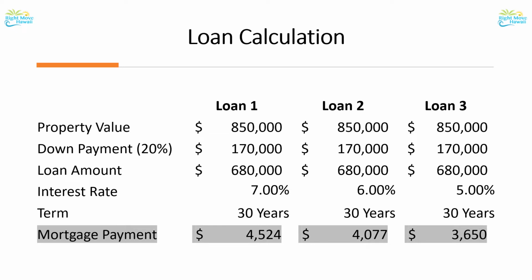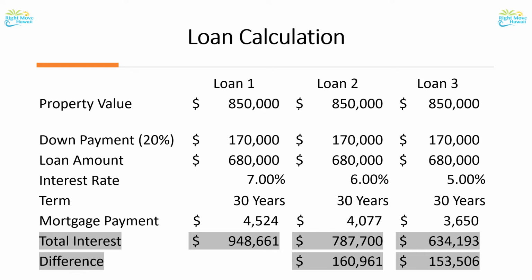Let's say you are a buyer and you are considering whether you should buy at 7% or wait for a year or longer. If the mortgage rates go down to, for instance, 6% or 5%, then you can see the difference on the screen. The mortgage payment is about $4,524 for 7%, $4,077 for 6%, and $3,650 if the interest rate is 5%.